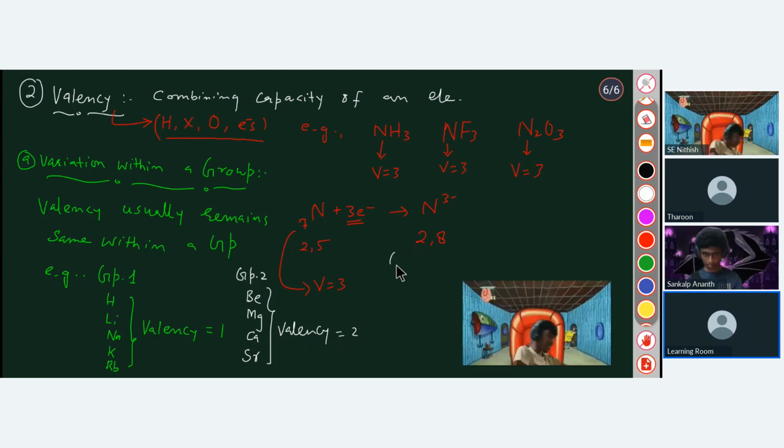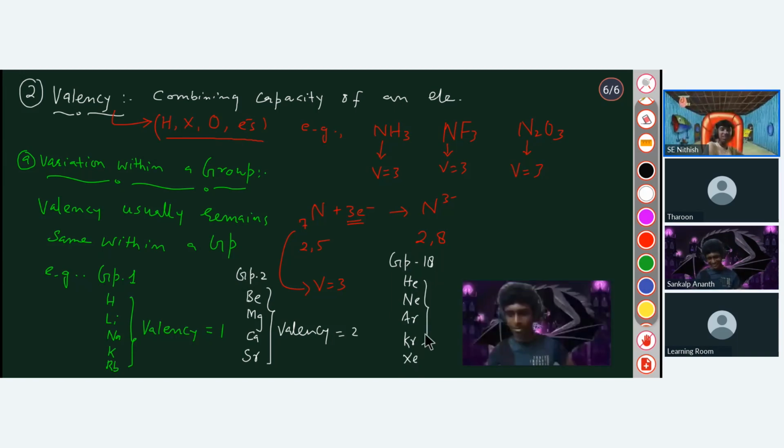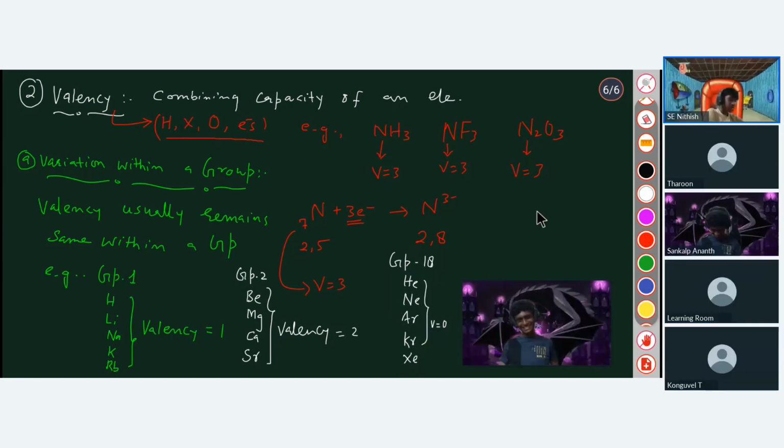For example, if you just talk of group 18 elements, what is their valency? Oh, zero. They are noble gases. Zero. So valency will be zero. Got it now? Yes, sir, got it.